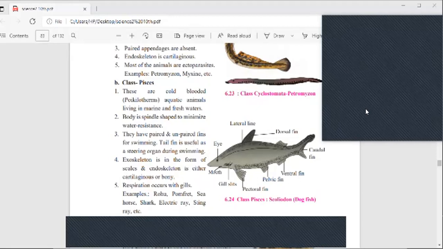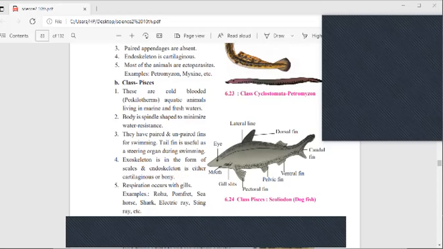Then the second important feature of this animal: the body is spindle shaped to minimize water resistance. So if water is moving in one direction, then the animals swim towards the other direction. At that time there is less resistance to the water current, so very easily they can propel and swim in the direction opposite to the water. That means, to minimize the water resistance, their body is spindle shaped.